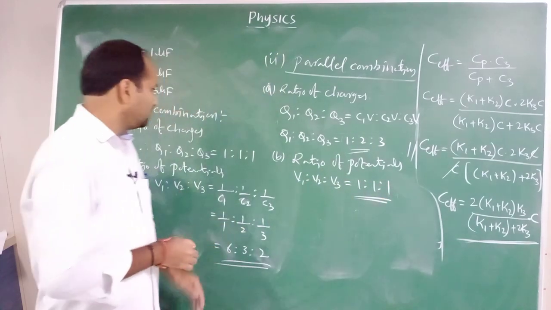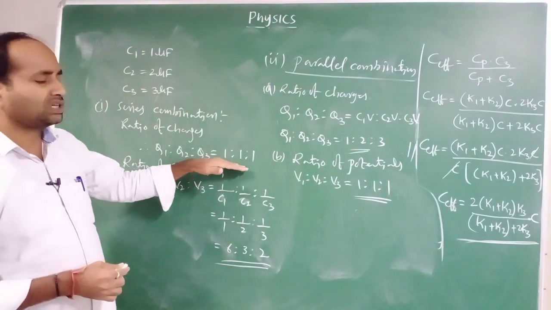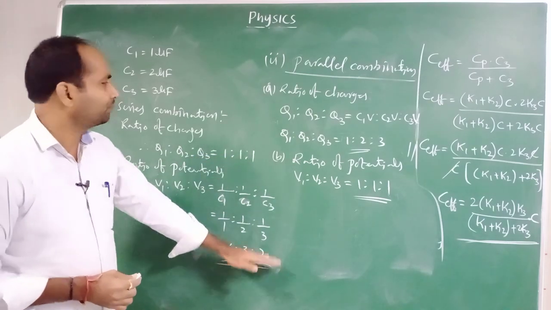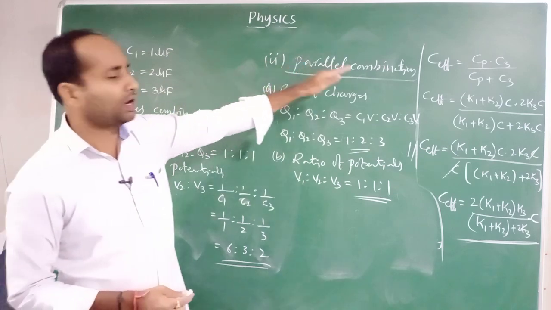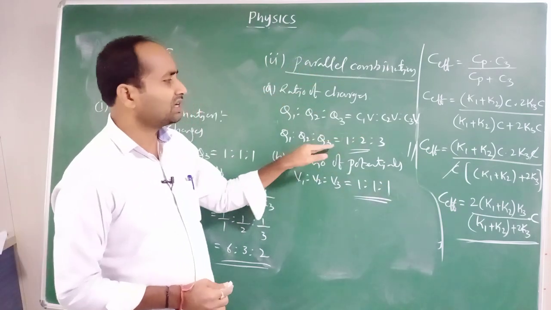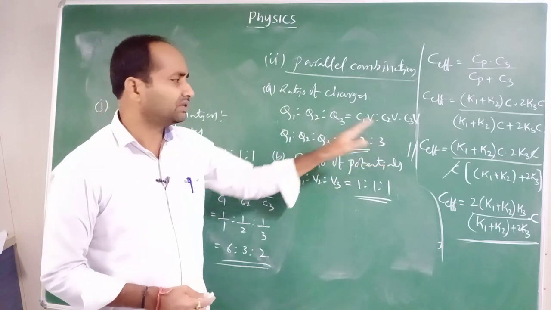So in series combination, the ratio of the charges is 1 is to 1 is to 1 and the potential is 6 is to 3 is to 2. The same three capacitors connected in parallel have a potentials ratio of 1 is to 1 is to 1, and charges 1 is to 2 is to 3. Okay.